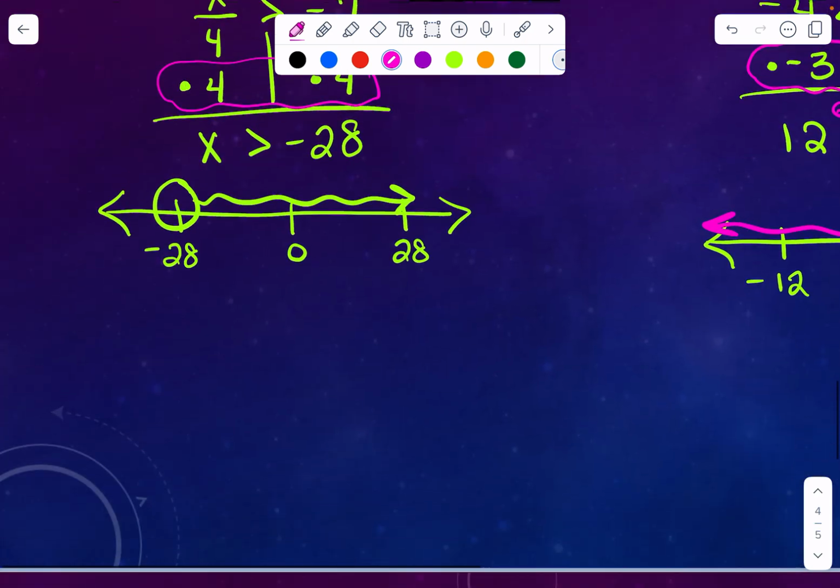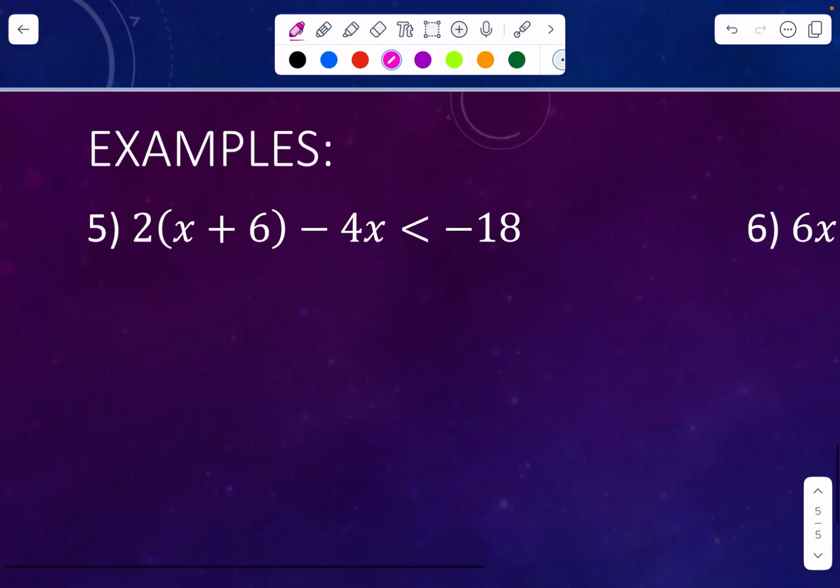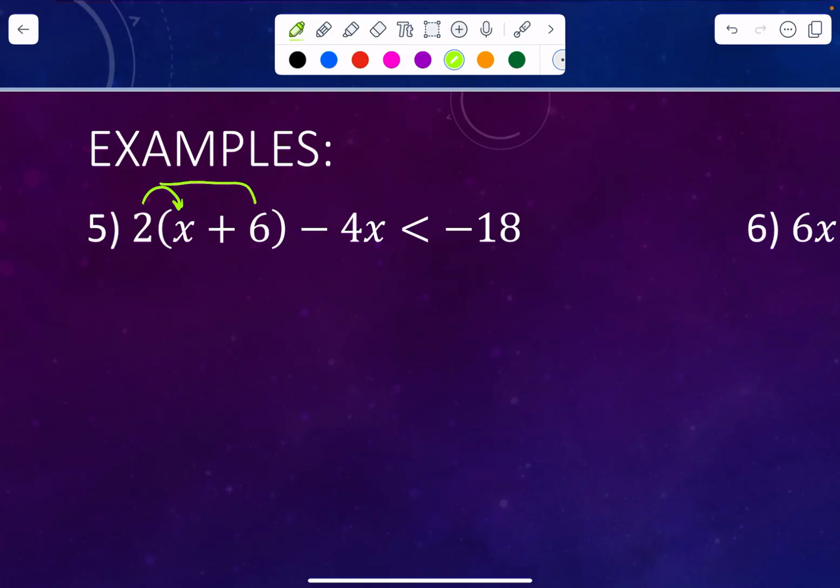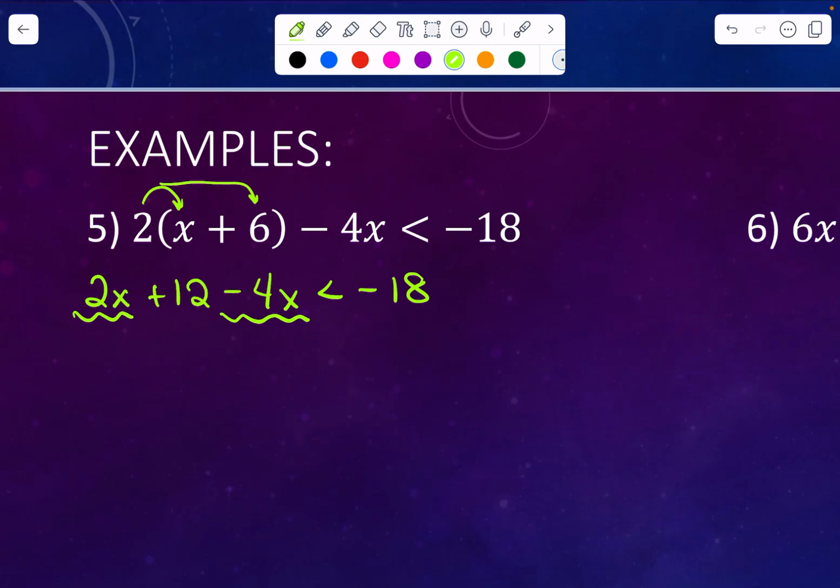Okay, let's try these last two now. When I look at this first one here, I've got to distribute. So I'm going to distribute this through. So that would get me 2x plus 12 minus 4x is less than negative 18. I'm going to put my like terms together. They're on the same side, so I don't switch signs or anything. I just put them together. So I have a positive 2x and I have a negative 4x. That's going to give me a negative 2x plus 12 is less than negative 18.